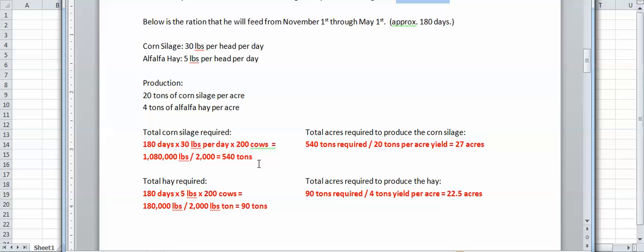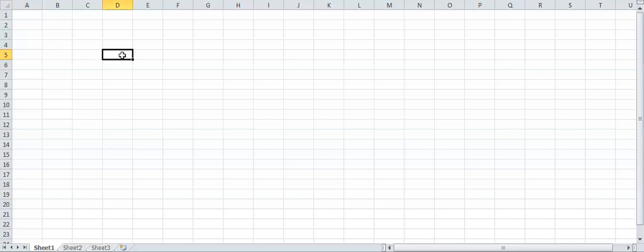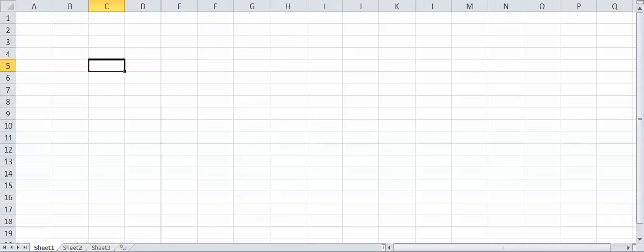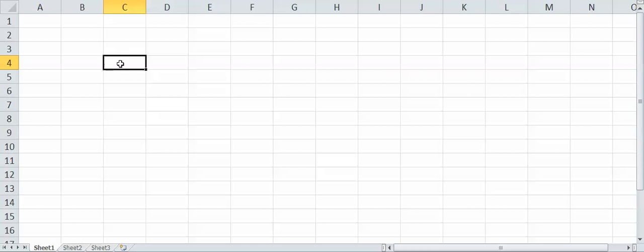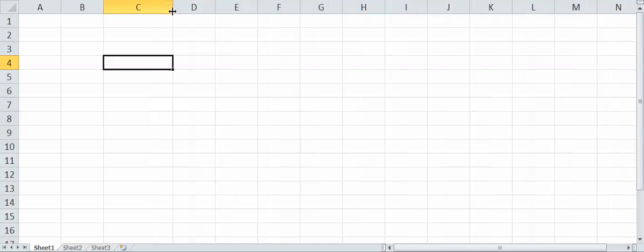Okay, so let's try to solve this same problem with an Excel file. A good key that I try to go by all the time is figure out what do I know and what am I trying to figure out. I'm going to put a heading up here so that I know what my units are that I'm working with. For example, I first figured out how many pounds and tons of hay and corn silage I need.